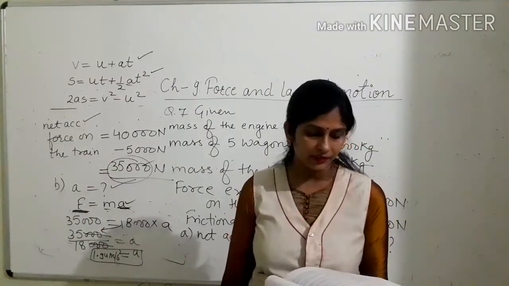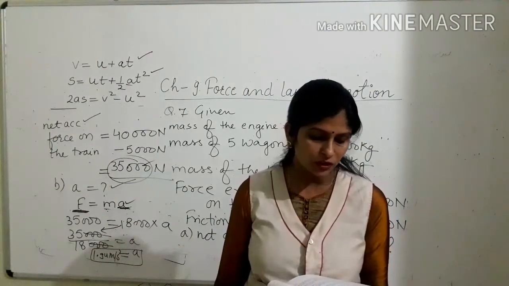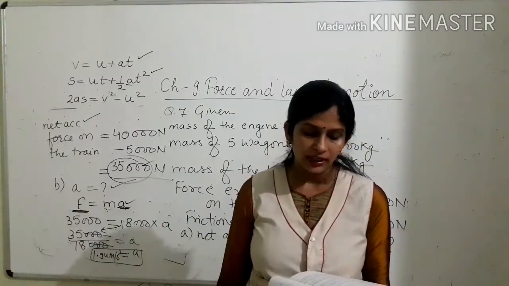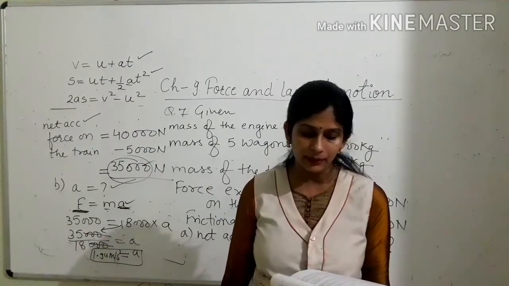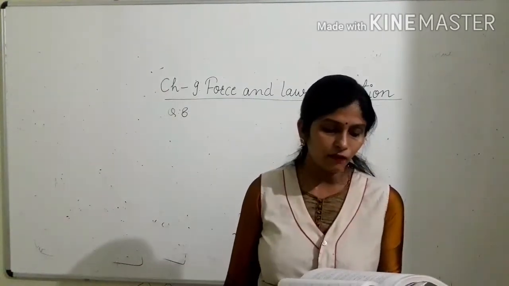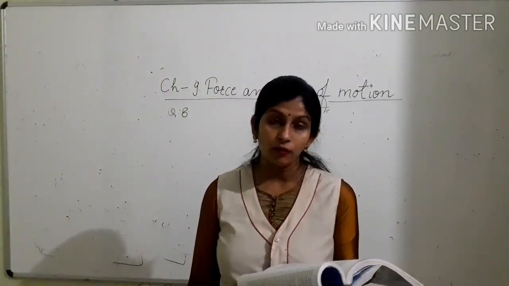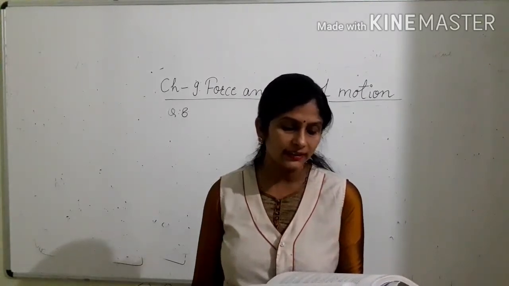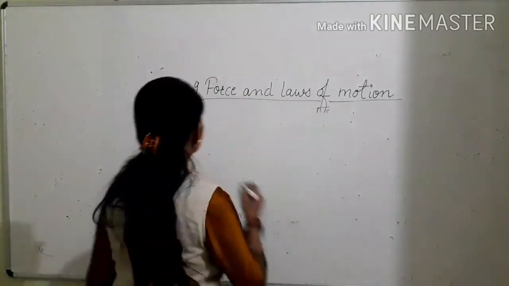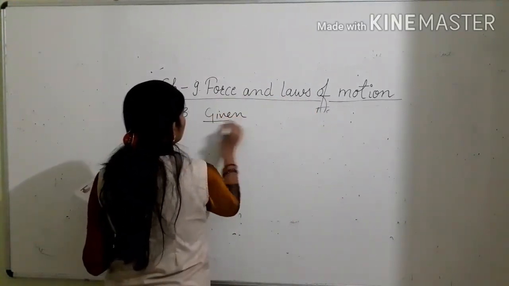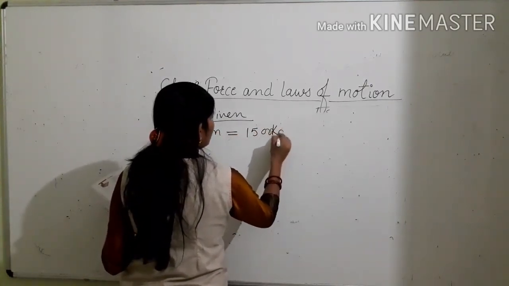Now question number 8. An automobile vehicle has a mass of 1500 kilogram. What must be the force between the vehicle and the road if the vehicle is to be stopped with a negative acceleration of 1.7 meter per second square? Here what is given? An automobile vehicle has a mass of 1500 kilogram, means there is an automobile vehicle which has a mass of 1500 kilogram.